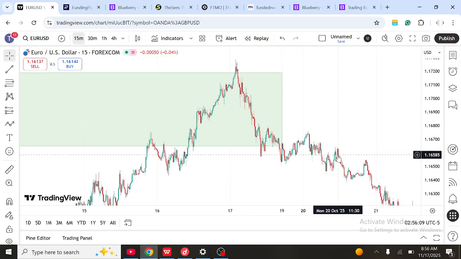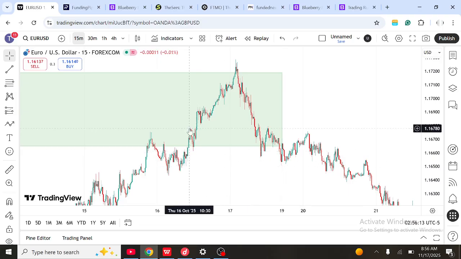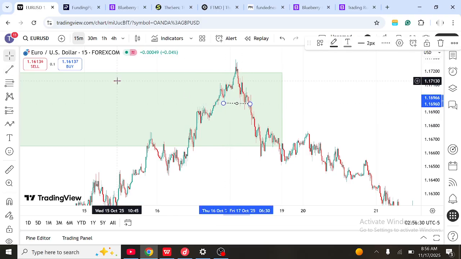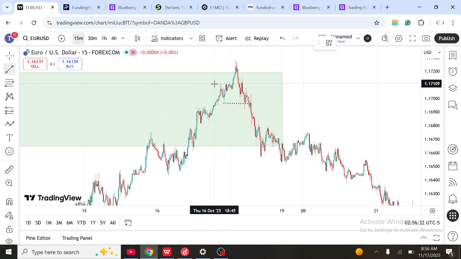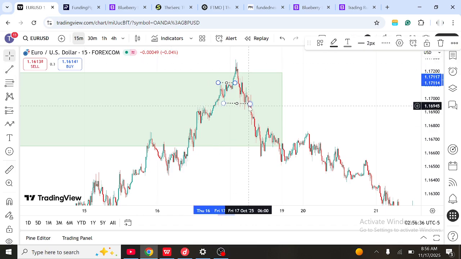So for my fractal confirmation, this is a high, this is a low. So this was taken out. This is a low, high, this is a low, this is a high, this is a low, and this is a high. So I'll simply mark this low because that's the last low, and then this is the high. So now when price take this out, that is change of character.